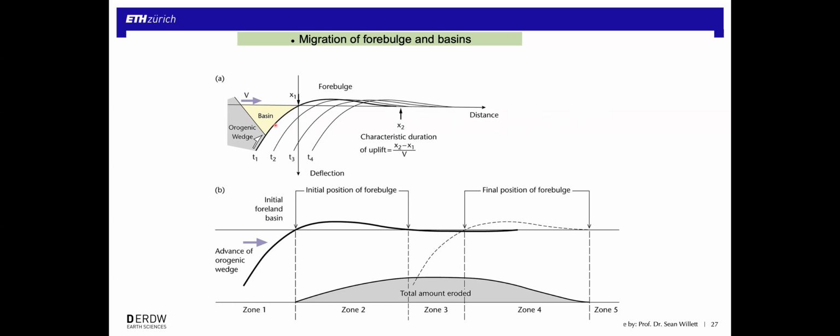And what we have is then the basin and its forebulge migrating in one direction, away from the orogenic belt with time. So with time, T1 through T4, this forebulge is going to move out, the basin is going to be pushed out, and what we're going to see is a kind of migration of everything. Now the forebulge itself will induce erosion.